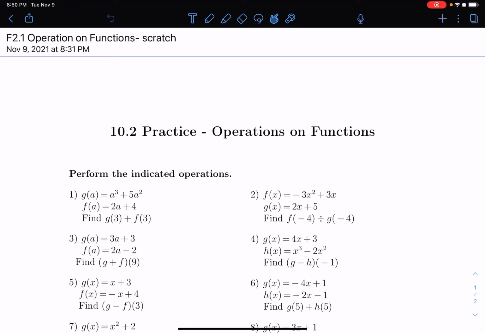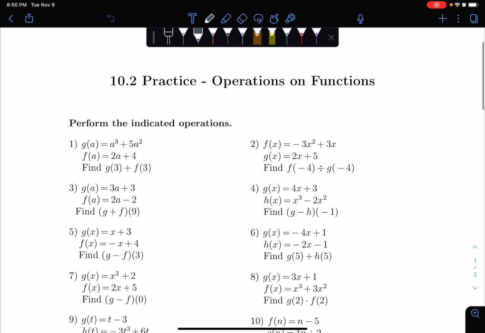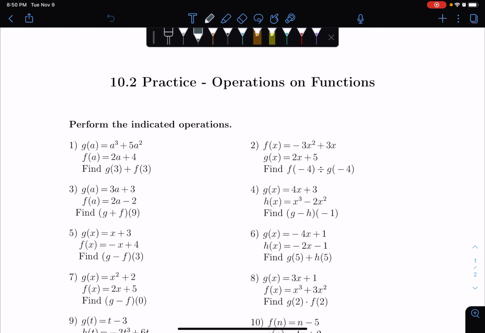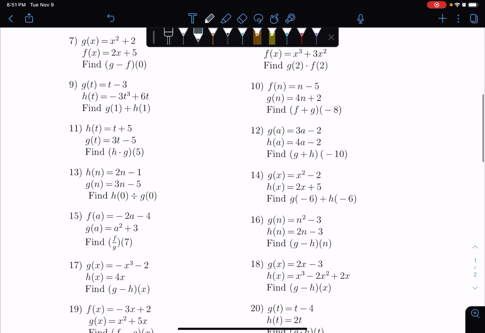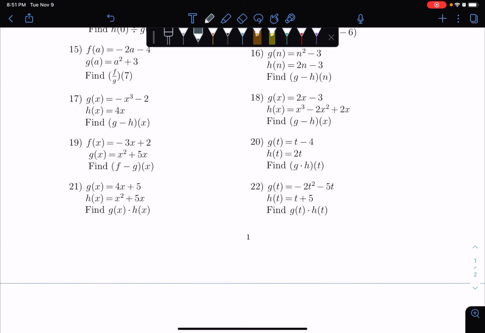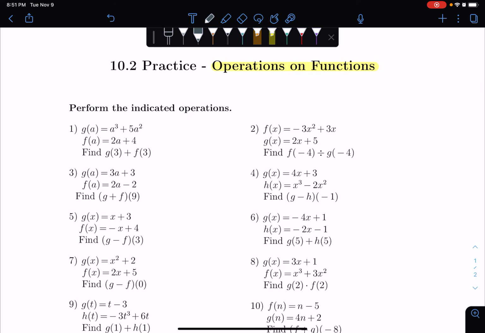In this video, we will be continuing our lesson on operations of functions. So basically this is a continuation of our concept. The video that we've recently had was all about operations on functions. This time, we'll be having another seat work to answer, which will compose of 22 items in total. So let's start. Instructions say, perform the indicated operations. Let's start with number 1.